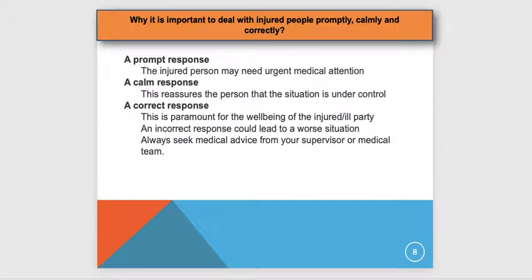And you must give them the correct response, because it's paramount for the well-being of the injured party. If that person has broken their leg, the incorrect response is to try and move that individual, okay? So you've got to look at the correct response. Any incorrect response could lead to a worse situation. Always seek medical advice from your supervisor or the medical team. So, like I say, in the first instance, if you're not sure, you need to speak to your supervisor, explain the situation, and make that decision together, okay? So a prompt, a calm, and a correct response is paramount.